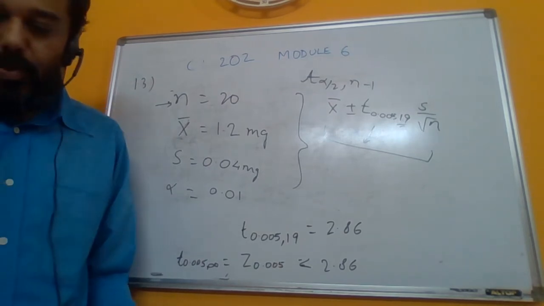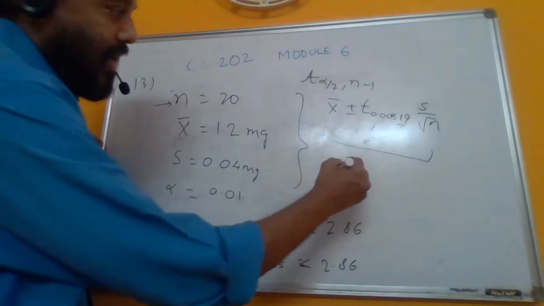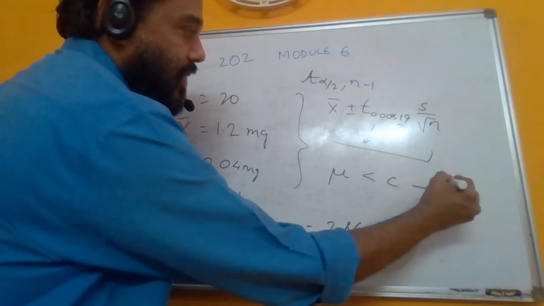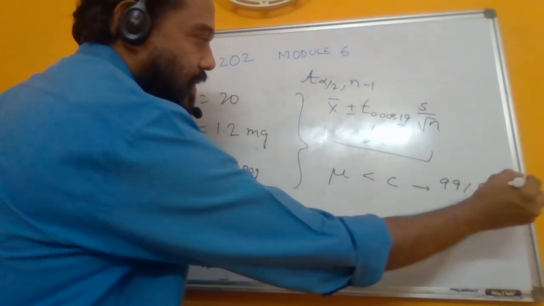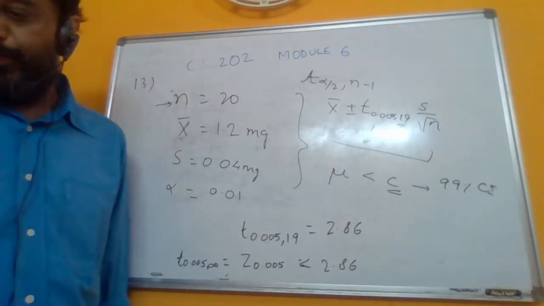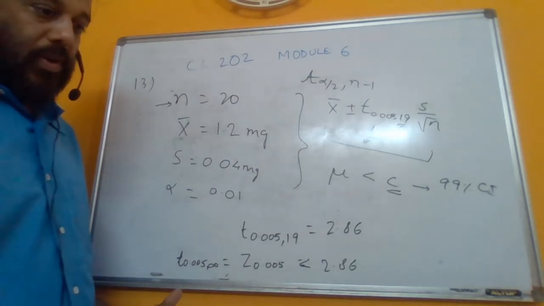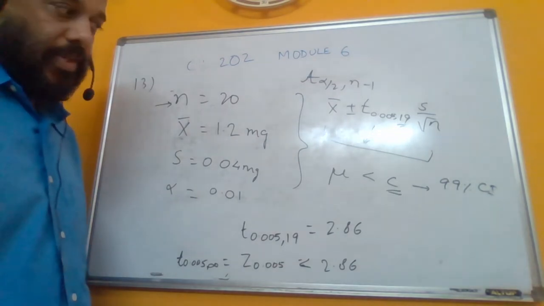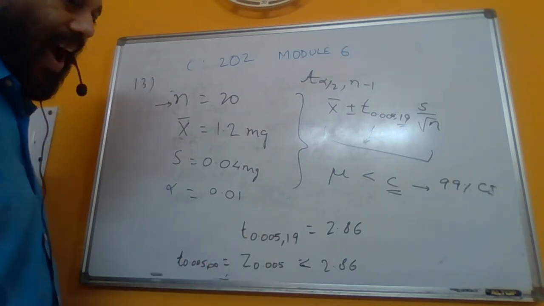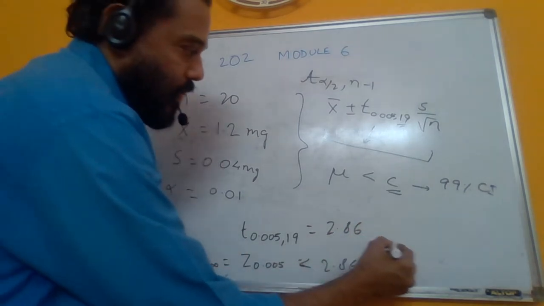So here you want an upper bound on mu. Mu should be less than C, and you want to claim this with 99% confidence. So note that C is an upper bound on mu. And remember that when we were discussing the one-sided lower confidence interval and the one-sided upper confidence interval, I was always talking about how a lower confidence interval gives you an upper bound. So it was like this.